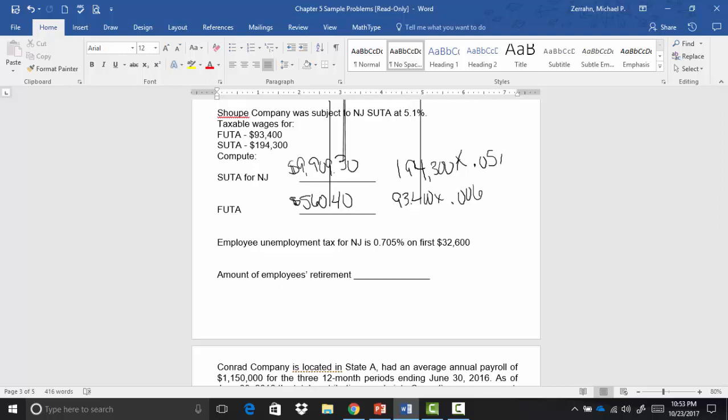Last but not least, some states are going to make the employee contribute towards the unemployment fund. So for New Jersey, the rate is 0.705% on the first $32,600 the employee makes. They don't tell us about anybody making more than that or reducing that. Total pay, $194,300 times 0.00705. So the employee has to contribute out of their pay $1,369.82. That's not each employee. That's the total amount coming from the employees. So it's just peanuts for each employee.